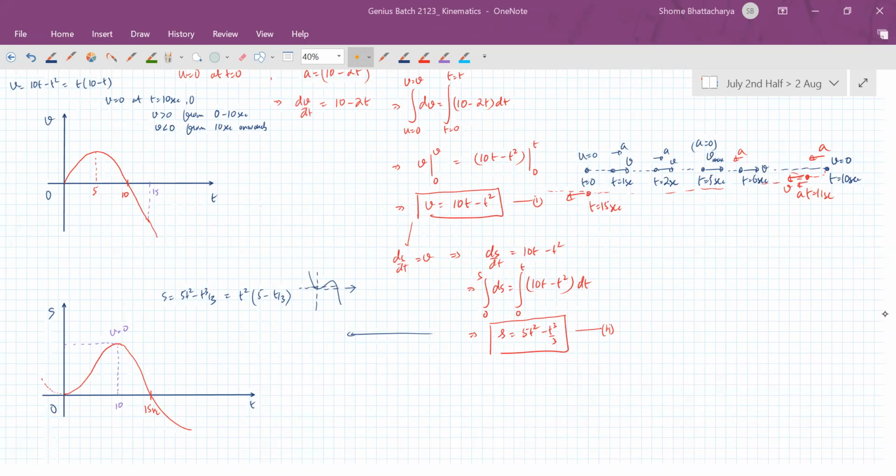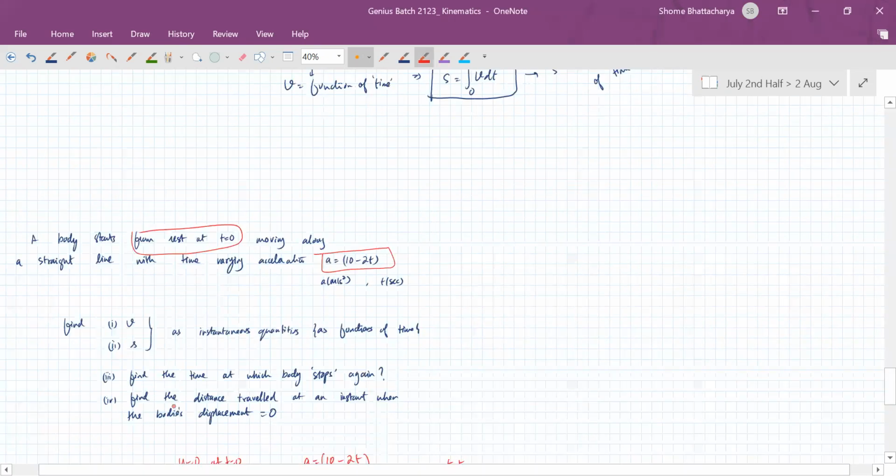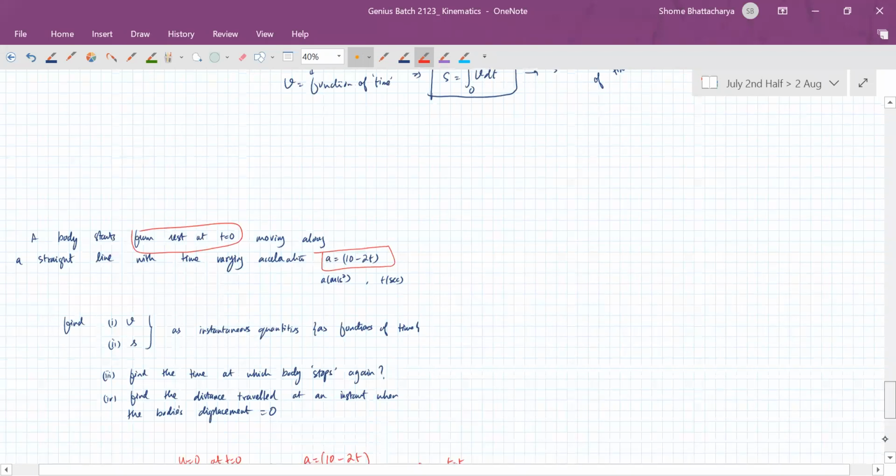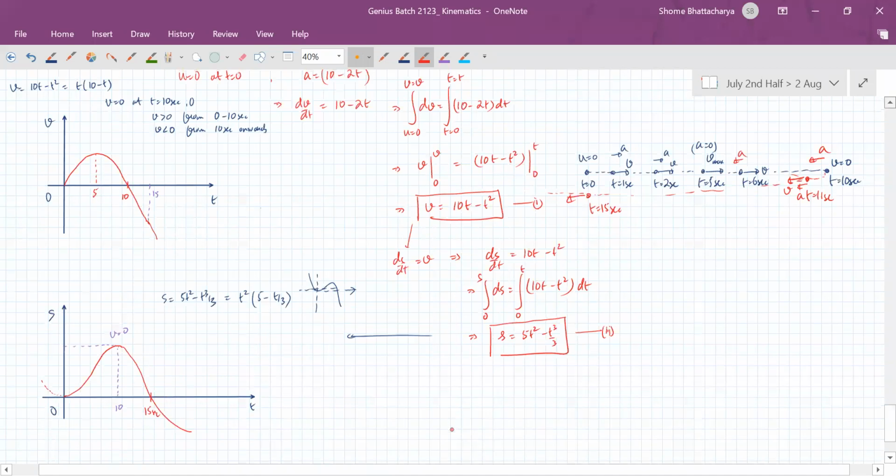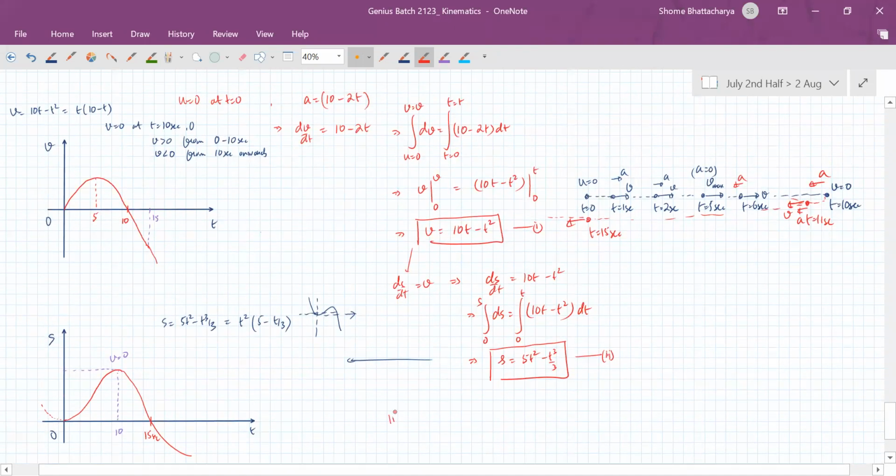Okay, so let's answer the specific questions after this: find the time at which the body stops again, which we found out was 10 seconds, and find the distance traveled at an instant when the body's displacement is 0. So this is the part which we'll have to break up and calculate. So the third part is direct: v is equal to 0 at what time? And then the fourth part, distance traveled when s is equal to 0.